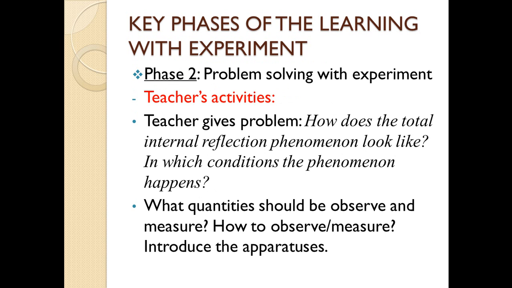The second phase is problem solving with experiment. In this phase, I will state the problem: how does the total internal reflection phenomenon look like, and in which conditions does this phenomenon happen? After giving the problem, I will ask students what quantities should be observed and measured, and how to observe or measure these quantities. After that, I will introduce the apparatus.